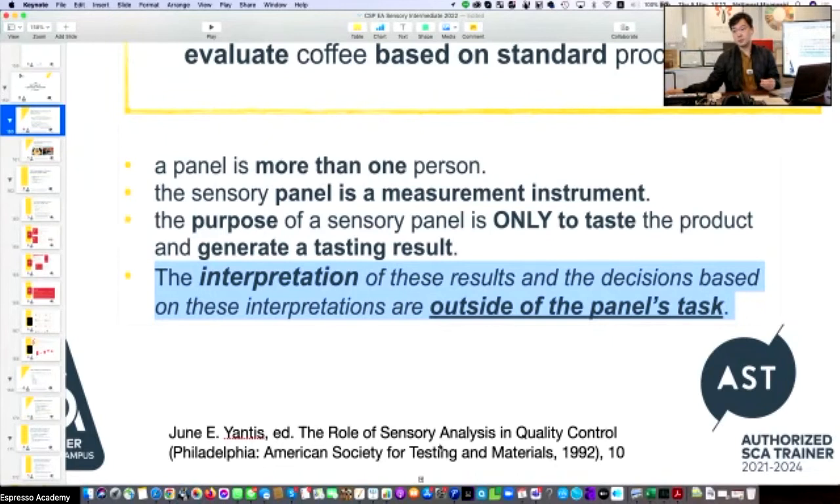For example, I initiated Robusta cupping back in 2019, and I did not cup. If I cup, I might get biased toward certain people that I know. That's one problem.